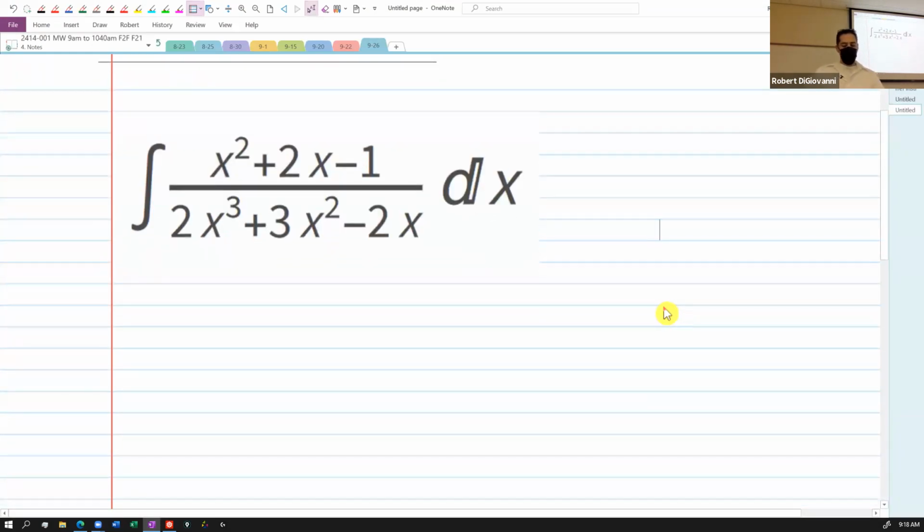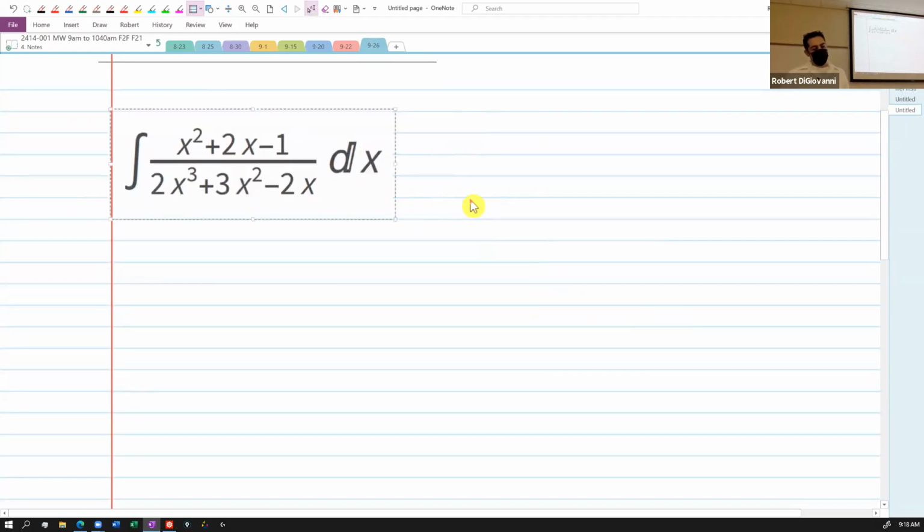Okay, let's look at this one. Okay, here we go. One thing I would do here, if this were me doing the problem, which it is, is recognize something right off the bat. The bottom is cubic, right? And the numerator is quadratic. Maybe if I'm lucky, I could let u be the denominator, and then maybe the top is the derivative of the bottom.